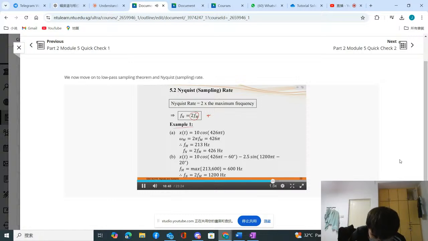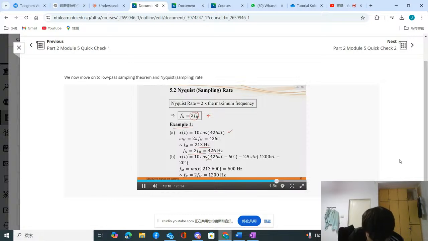So the Nyquist sampling rate is simply equal to 2 times Fm. So let us use 2 examples to illustrate this. In example 1 here, we're going to consider 2 sinusoidal signals. One is simply 10 cosine 426 pi t. In this case, the frequency of the signal is 213 hertz. This is a single tone, okay? So the Nyquist sampling rate will be 2 times that, which is 426.